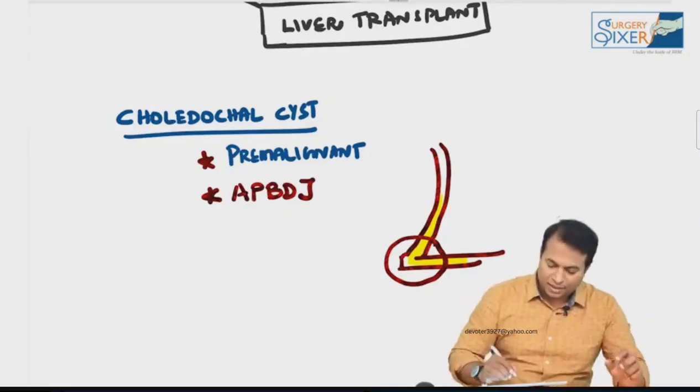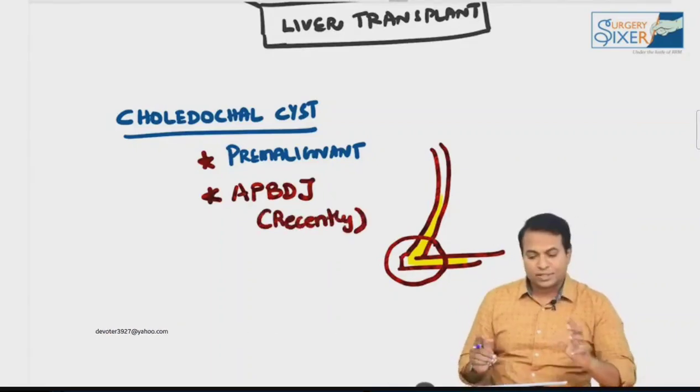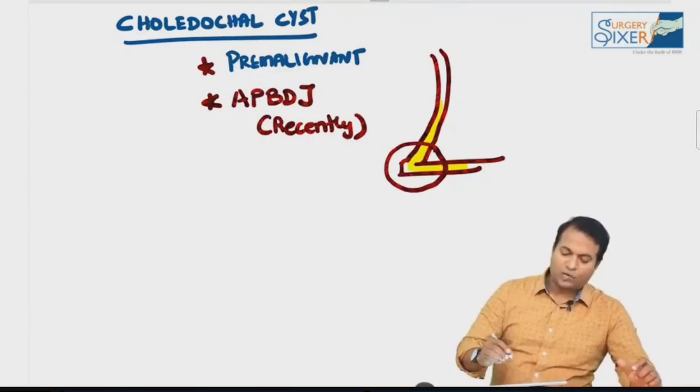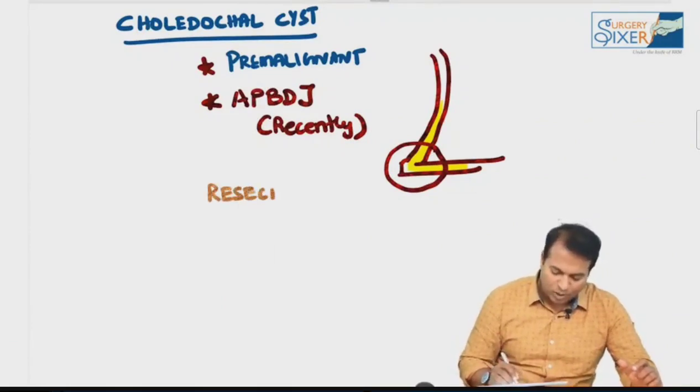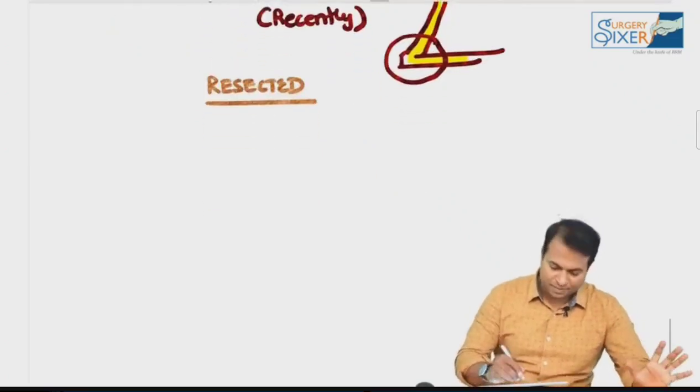So this is a recent advance. Recently they found out choledochal cyst is due to anomalous pancreatic bile duct junction, and they advise resection for all cysts. The cyst must be resected. Why? Because it is pre-malignant. So any choledochal cyst should be resected.